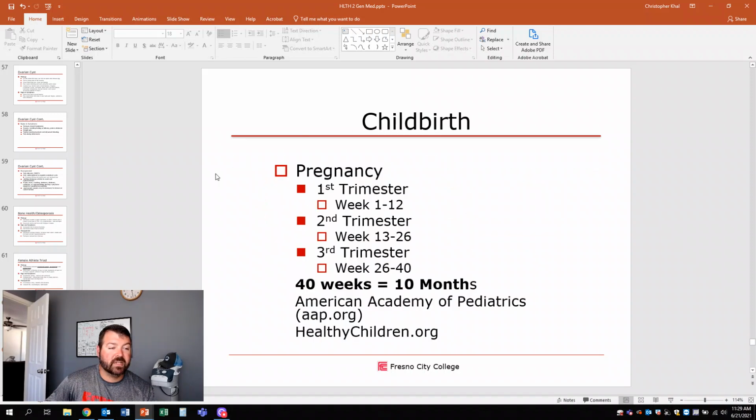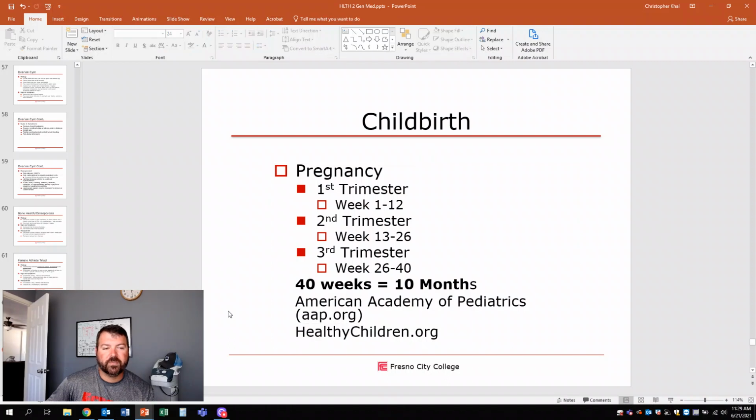All right, so next a little bit on childbirth. Okay, for one, a woman is pregnant for 10 months, not 9. A woman's pregnant for 40 weeks, roughly, which is equal to 10 months. There are 3 trimesters. The first one is 1 to 12, second is 13 to 26, and last is 26 to 40.